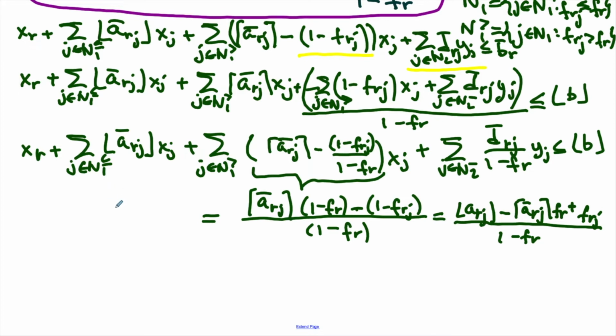So it's going to be arj bar, the floor of it, plus frj minus fr divided by 1 minus fr. Alright, and now we will use this expression in place of this one in the formula above. So this will go in here to obtain the final version of this formula of the cut that we are going to obtain.